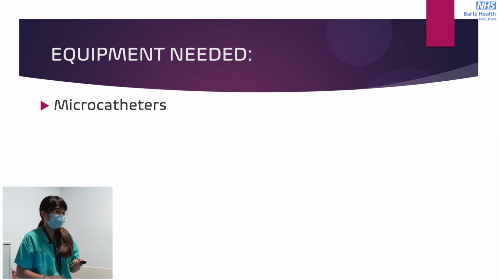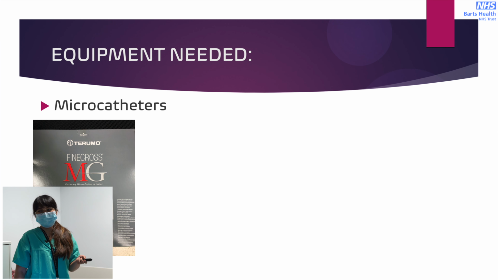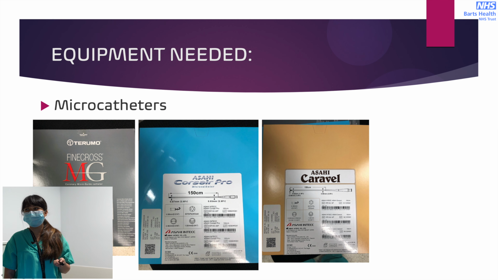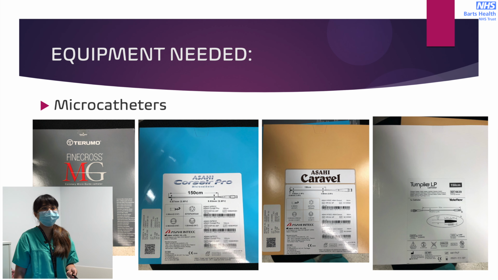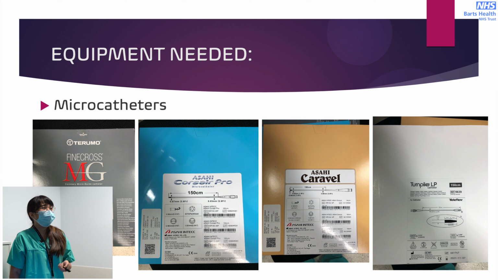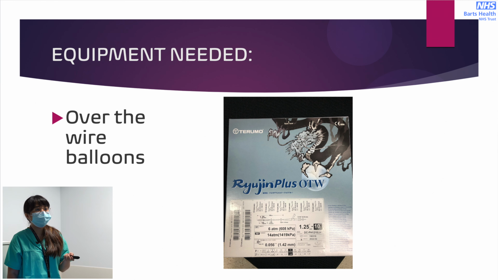So any idea, any examples of microcatheters that you know? Fine cross, very good. What else? Corsair, very good. Caravel, yes. And you can also use a Turnpike LP, though it is expensive, or Turnpike Gold. And for over-the-wire balloons, we have Ryurei Plus. It's the smallest that you can possibly offer.